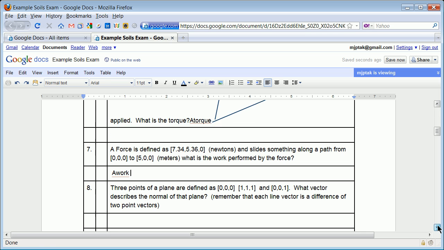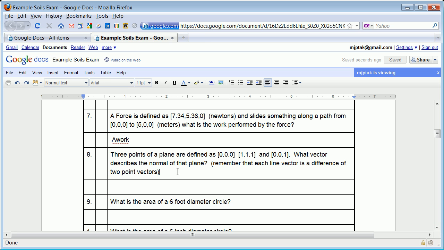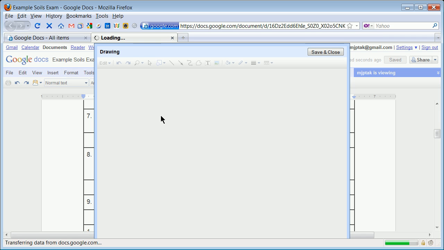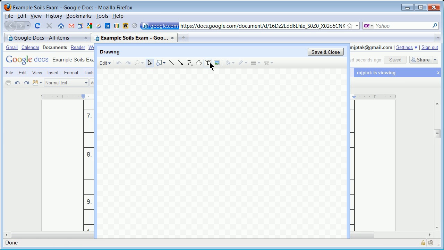The next one is a torque problem. Not because it's a torque problem, because it is a cross product. And you remember how the cross product works. I'm going to try to insert another picture here. Insert drawing. If you remember, that drawing looked more like this. IJK. Put another one on here. R in the X, R in the Y, R in the Z.